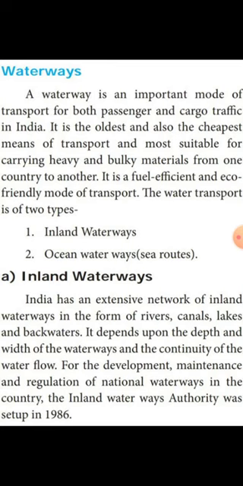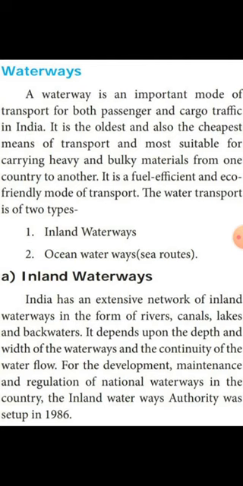Then the water transport is of two types. They are inland waterways and ocean waterways. Ocean waterways means sea routes. The first one is inland waterways.